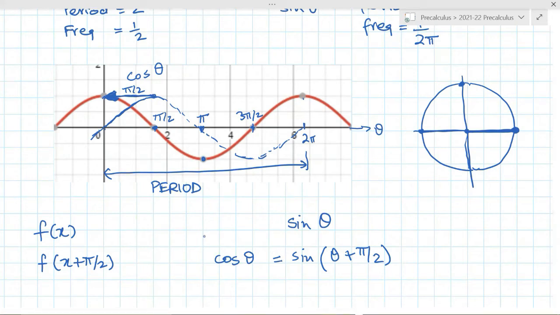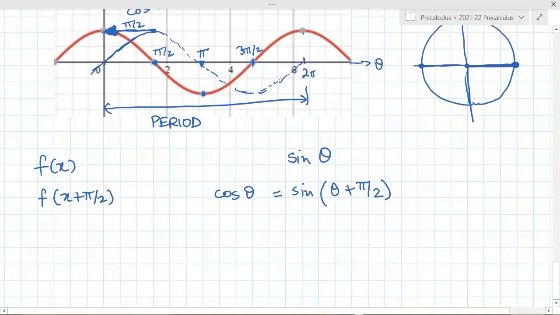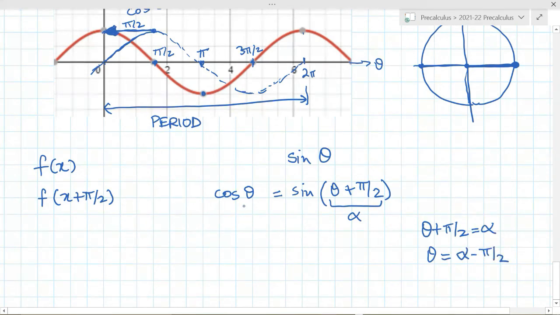Okay, so there is a relation between cosine theta and sine theta. Cosine theta is sine of theta plus pi over 2. This is actually one of the trig identities. But here you can see it in the graph. Right? And let's say I replace this theta plus pi over 2 as alpha. So suppose theta plus pi over 2 is alpha. Then what is theta? Alpha minus pi over 2. So I could write this as cosine of alpha minus pi over 2 is sine alpha.